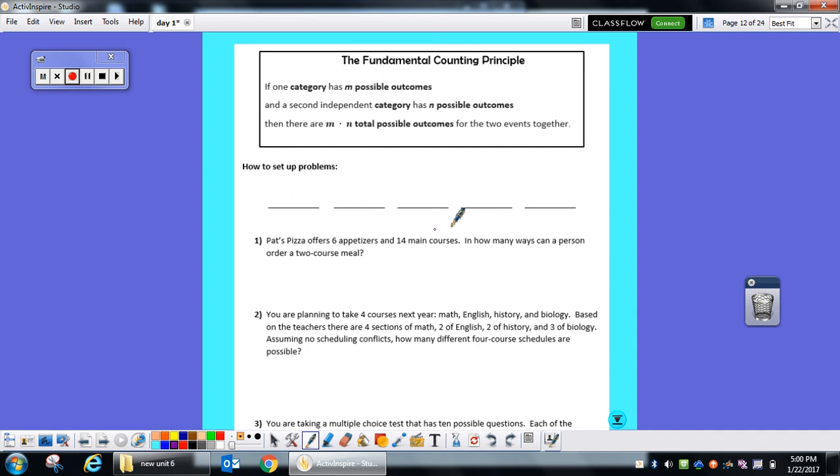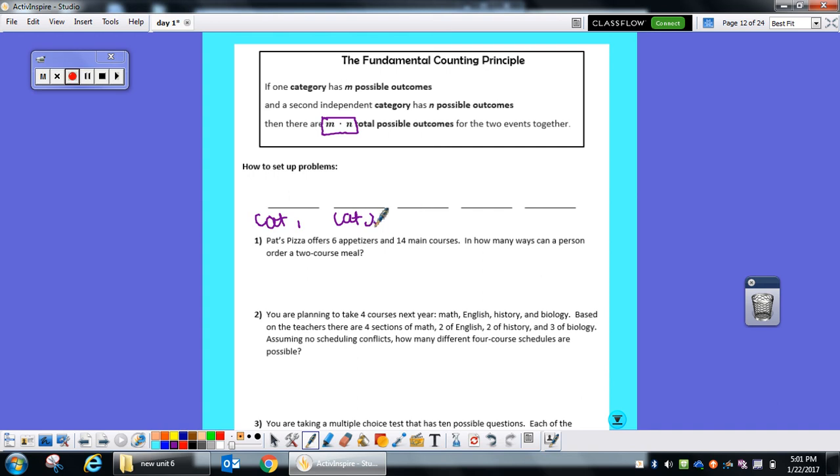So the way you're going to want to set problems up is you're going to have n possible outcomes and you're going to have categories. So what you always do is you multiply the numbers. I like to set my problems up with different categories. So say there's 1, 2, 3, 4, 5 different categories. I would just put category 1 here, and you'll see what I mean in a second.